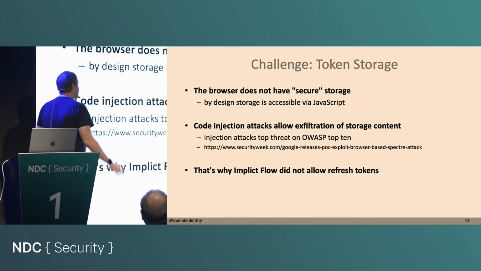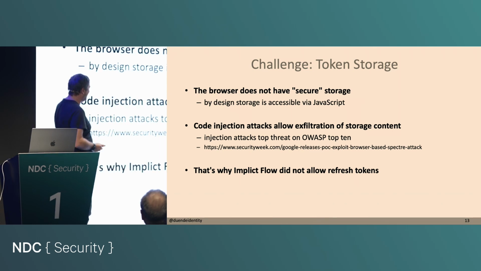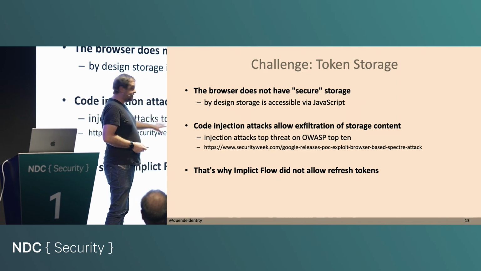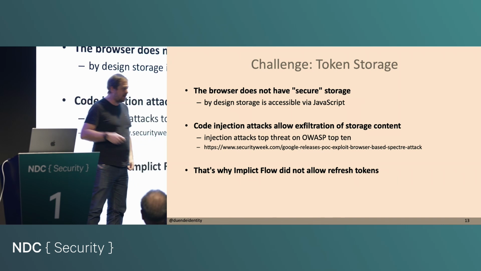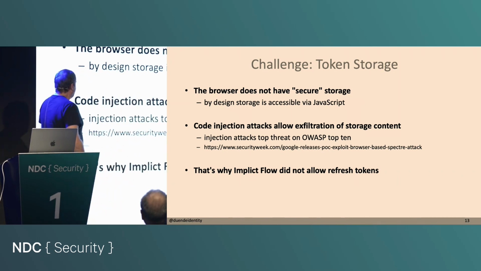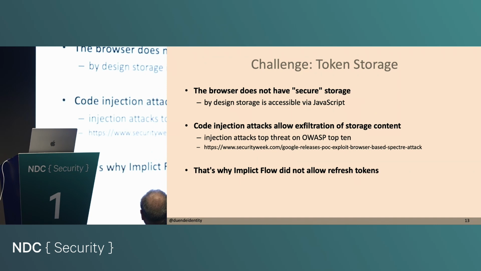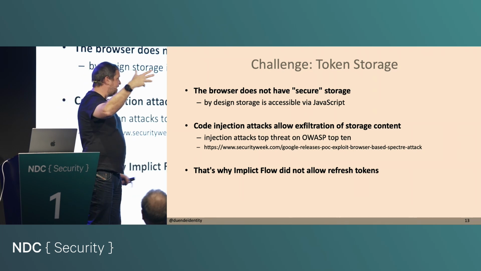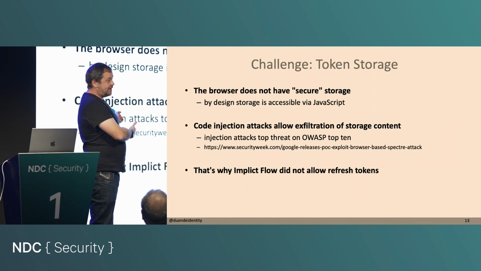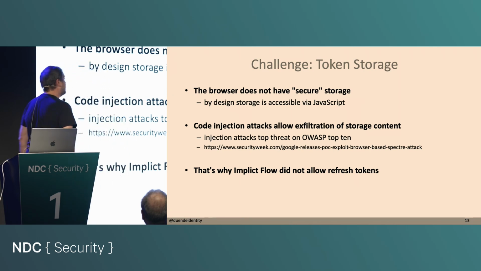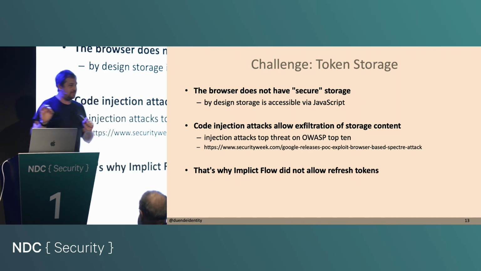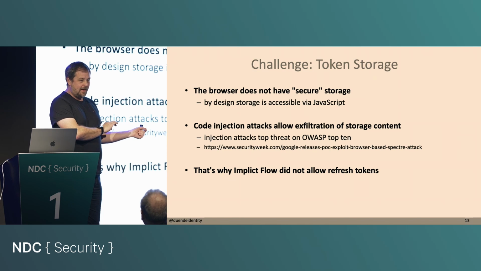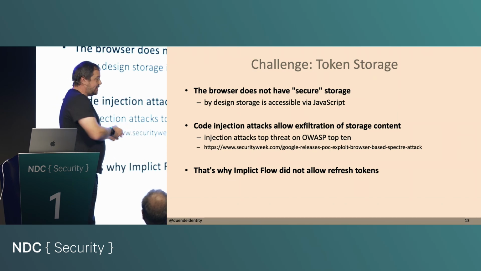And again, I'm feeling like I'm repeating Philip's story here. Injection attacks have been on top of the OWASP top 10 for the last 10 or 15 years. Pretty cool, there's some research from Google showing that Spectre attacks, where you could start reading RAM on the server, also work in browsers. So you could potentially, with valid JavaScript, start poking around in the RAM of the browser process. So again, the browser is not a great place to store tokens.